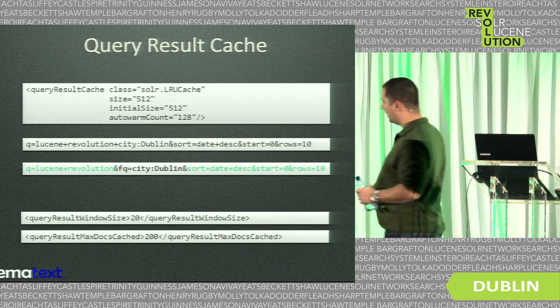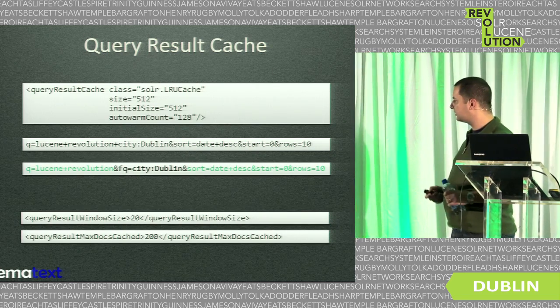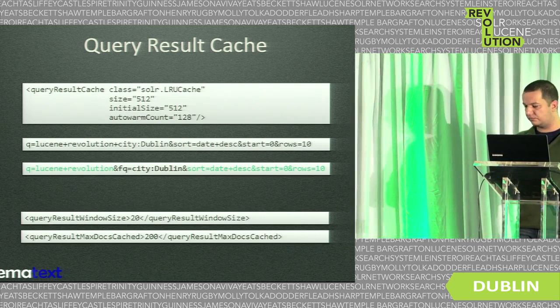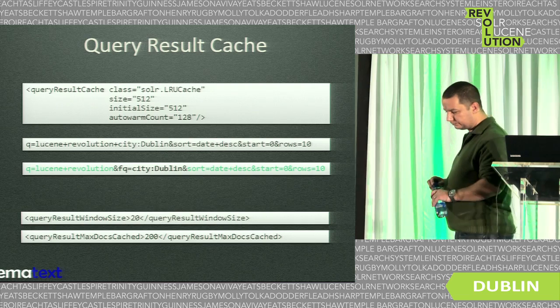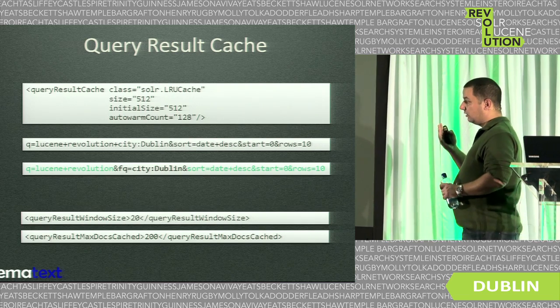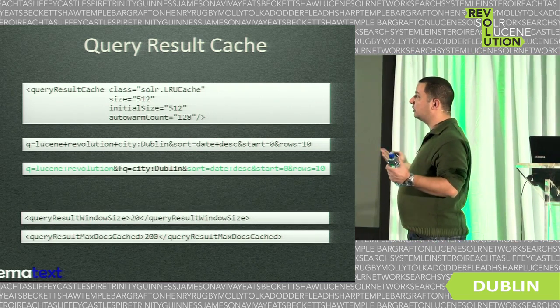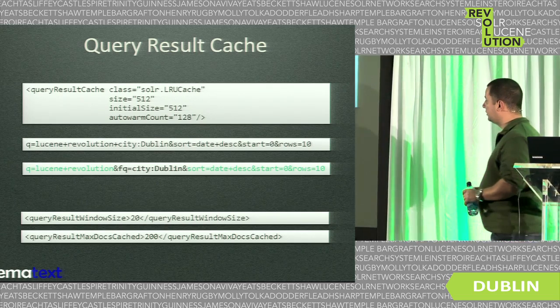It's like this. And of course, we have the query result max docs cached property in Solr config that we can use to say how many maximum documents we are allowed to store in the cache.